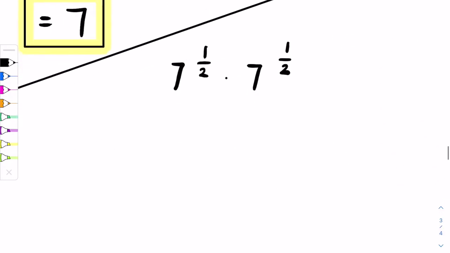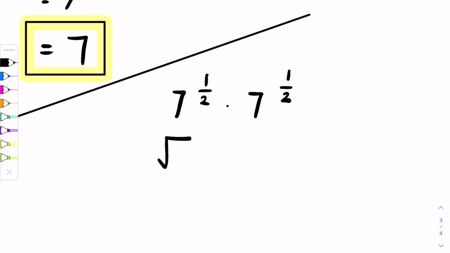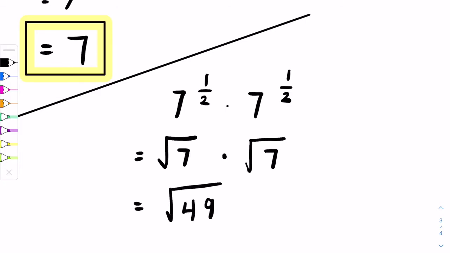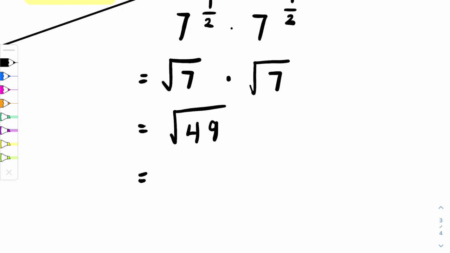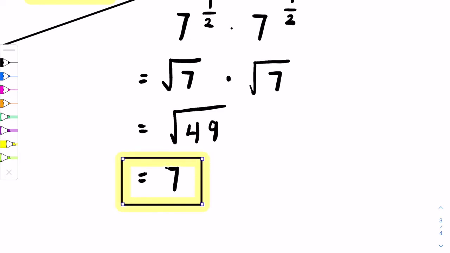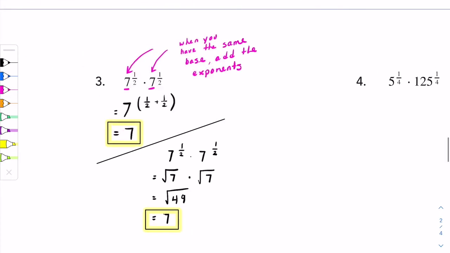And hopefully you would change this to the square root of 7 raised to the power of 1, because the denominator is 2, so the index is 2, times the square root of 7. Then you would multiply those together to give you the square root of 49. Then you would say the square root of 49 is 7. So two different methods arriving at the same answer. However you feel comfortable doing it, just make sure you know the correct rule and how you can go about doing that.